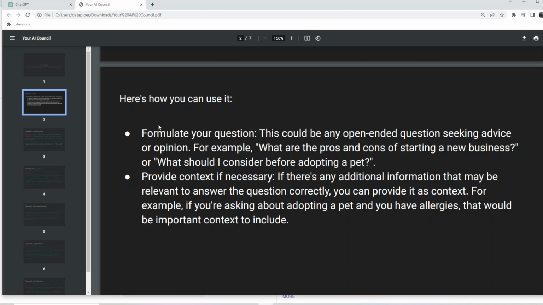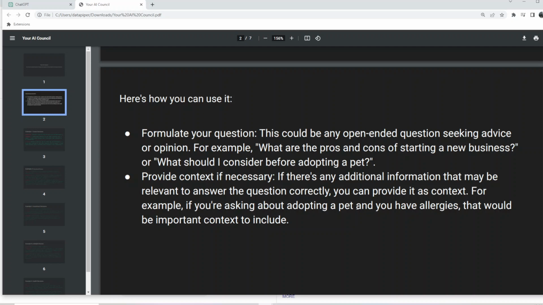So provide context if necessary. If there's any additional information that may be relevant to answering correctly, you can provide it as context. If you're talking about adopting a pet and you have allergies, you can mention it. That would be important context to include. Or if you are a working pet parent, you can also mention it. Like, would pet care be a problem, or what would be the cost of adopting a pet, so that you can do your budgets accordingly. So you can do various other things.